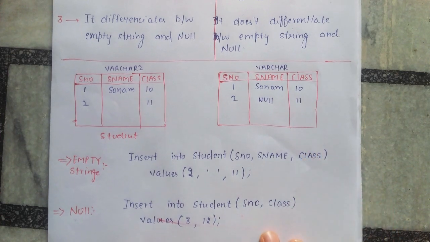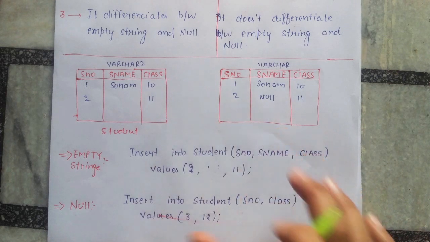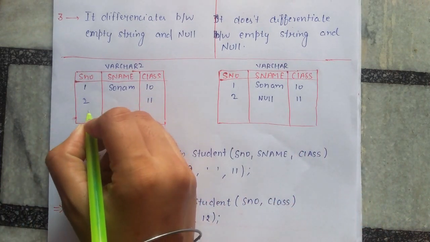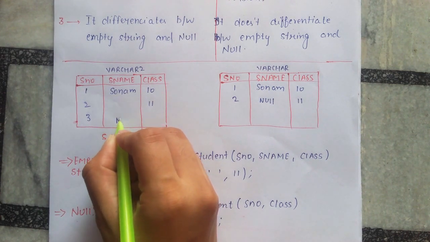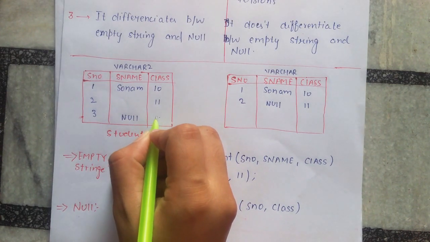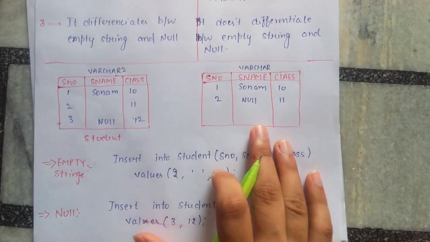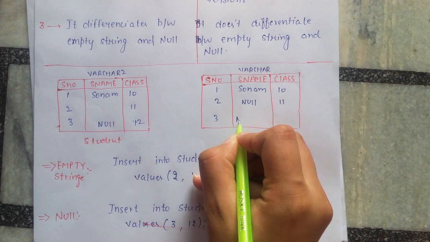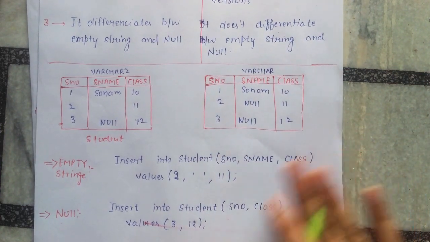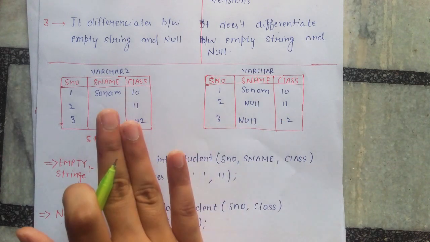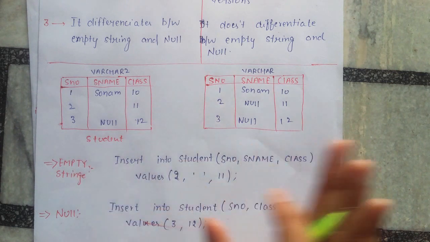Now if we fire this query on both these tables, how will it be executed? It will be 3, and this is a null, so it will be stored here as a null. And finally, 12. Now how will this look in this table? It will be the same: 3, null, and 12. So this is the basic difference between these two data types: VARCHAR2 treats the empty string as an empty string and the null as a null.